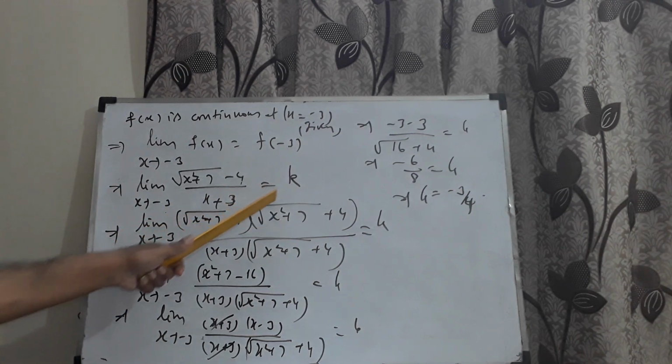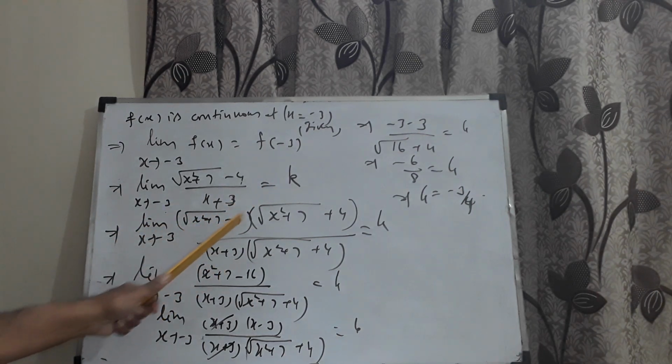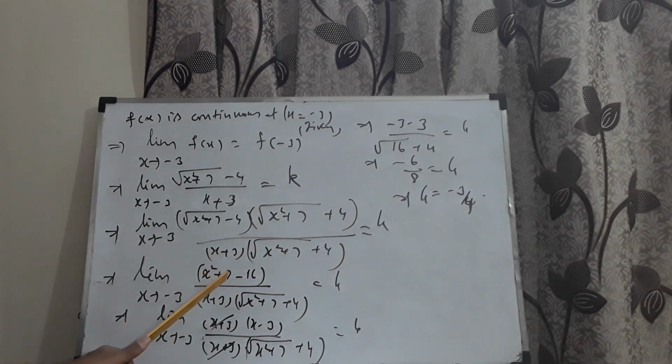Root of x square plus 7 whole square becomes x square plus 7. Minus 4 square becomes 16. 7 minus 16 happens to be 9. x square minus 9 can be written as x plus 3 into x minus 3. x plus 3 gets cancelled. Now apply x equal to minus 3.